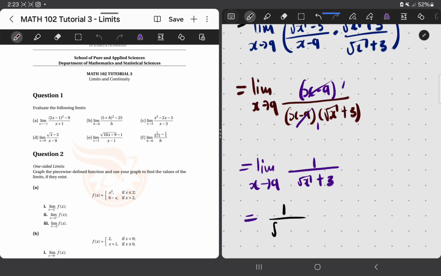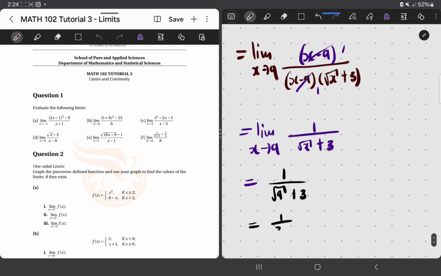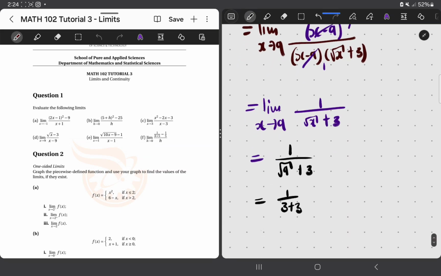It's going to be 1 over the square root of, what are we approaching? 9. So where there's x, we put 9, then plus 3. What is root of 9? It's a 3. So it's 1 over 3 plus 3. What is 3 plus 3? It's a 6. So it becomes 1 over 6. And here is our solution. And we are done. This is what you do for part D.